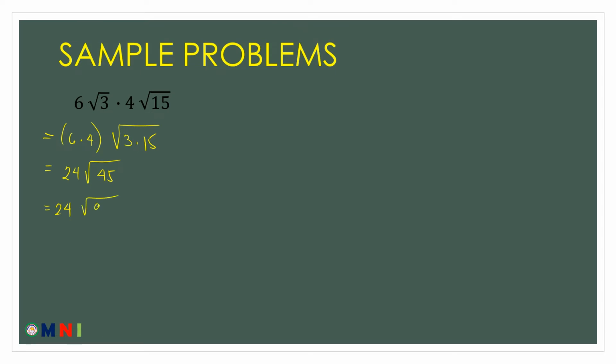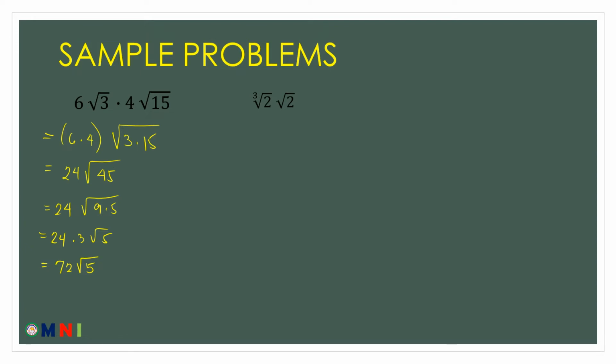And since 45 has a perfect square factor, which is 9, we can still simplify that, and that will become 3 square root of 5. And of course, this 3 will be multiplied to 24. Therefore, your final answer will be 72 times square root of 5, or 72 square root of 5.